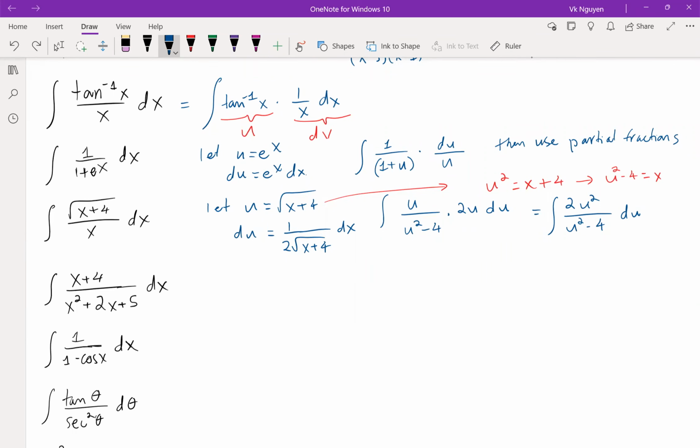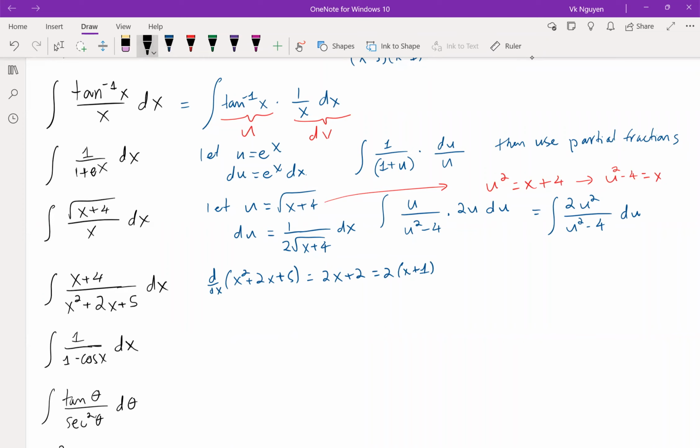Right? Integral x plus 4 over x squared plus 2x plus 5 dx. The integrand is a rational expression. However, we cannot factor the bottom. So we just have to notice that if we take the derivative of the bottom, x squared plus 2x plus 5, we would get 2x plus 2, which is 2 times x plus 1. So we can split this into two different integrals, and that would help us out.